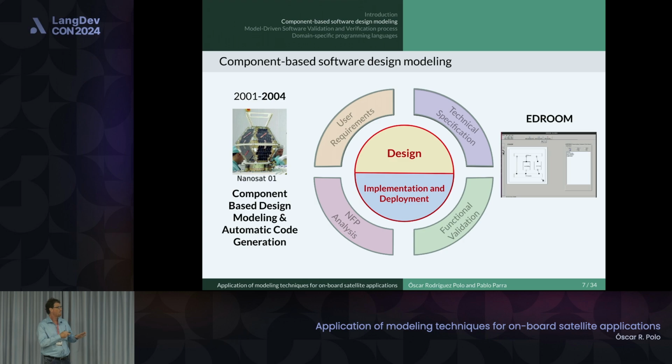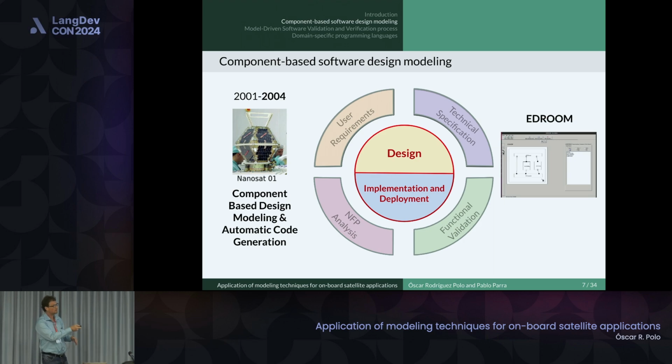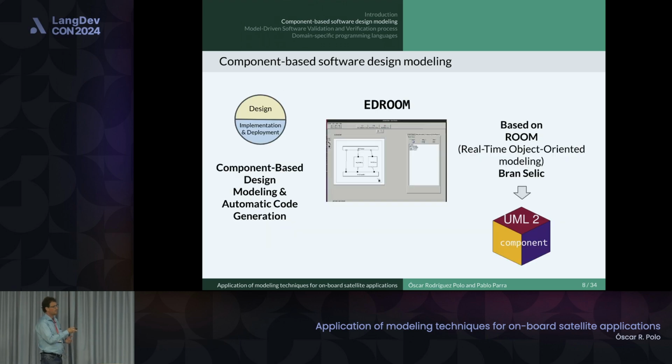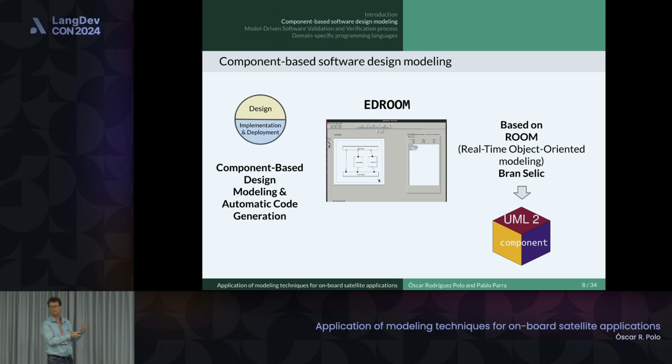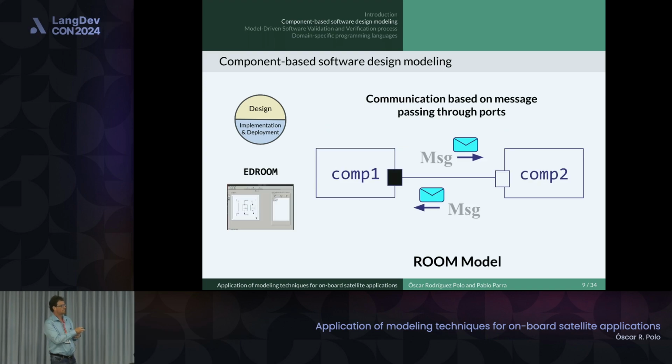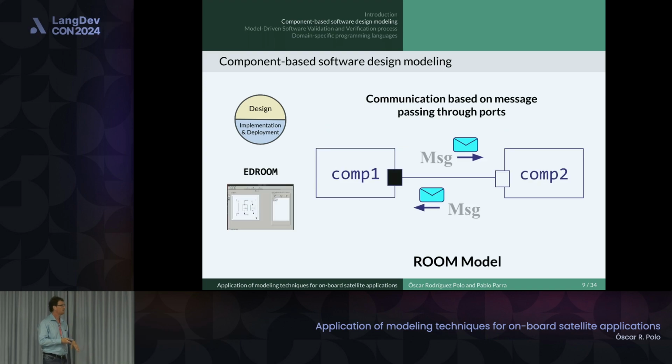I'm going to start with the first approach, which was the development of the Nanosat on-board software, where we design the software using ROOM modeling, real-time object-oriented modeling, with our tool, and we generate the C++ code. We also know ROOM is the antecessor of UML2, with clear concepts of components and message passing for the communication of the components.